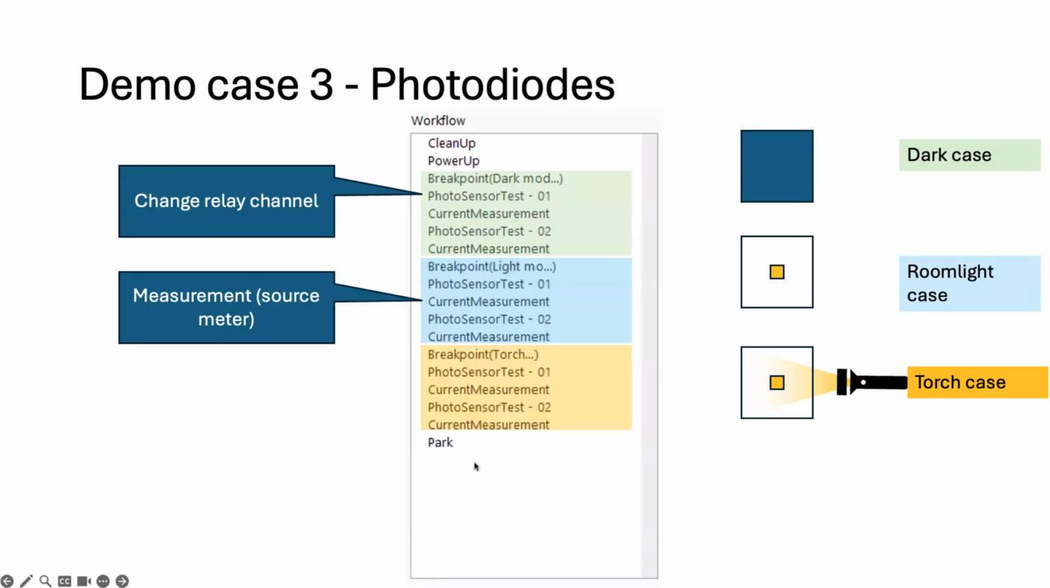Also, this workflow is framed by a cleanup, a power up task. So this power up will apply the PVDD voltage, and park will release all output voltages and set them back to 0.